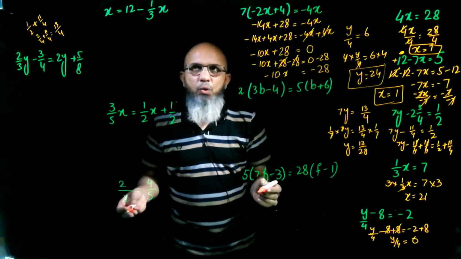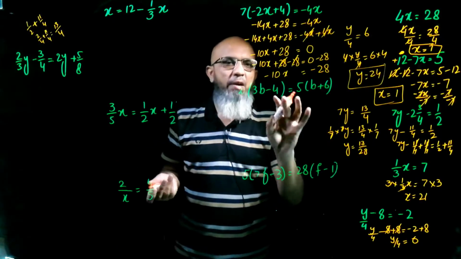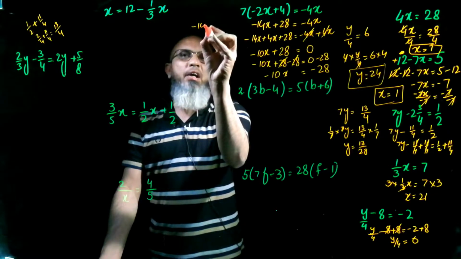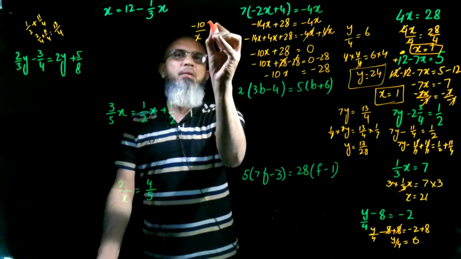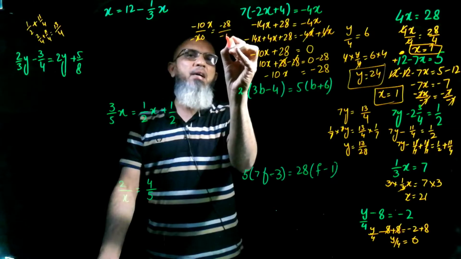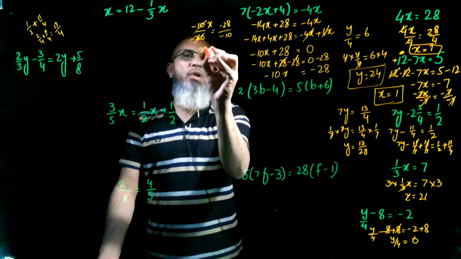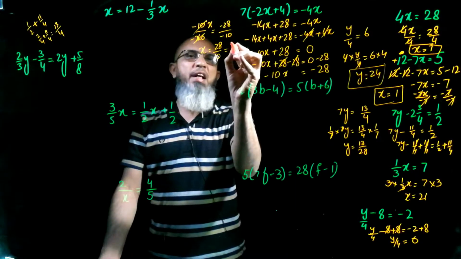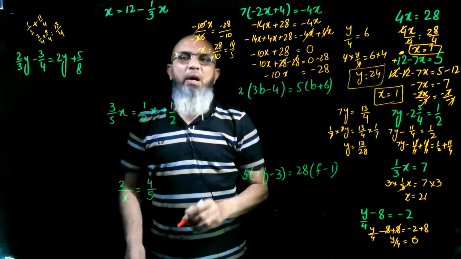So now what do we have to do? Simply we have to divide by minus 10 on both sides. Look here, minus 10x divided by minus 10 is equal to minus 28 divided by minus 10. Minus 10 cancels, so x is equal to 28 over 10. You can simplify by 2, that is 14 over 5.